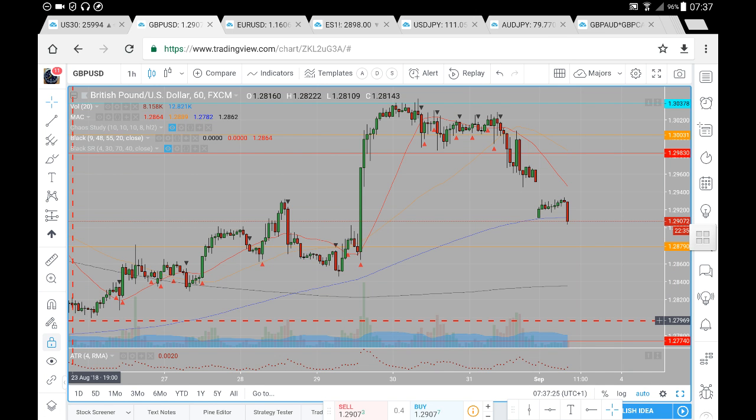So this is the pound dollar analysis for Monday the 3rd of September. Now let's just have a look at the prices and where price may likely go.